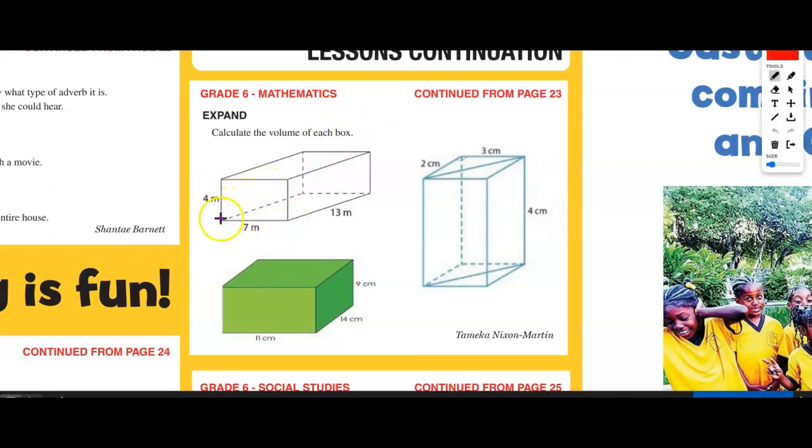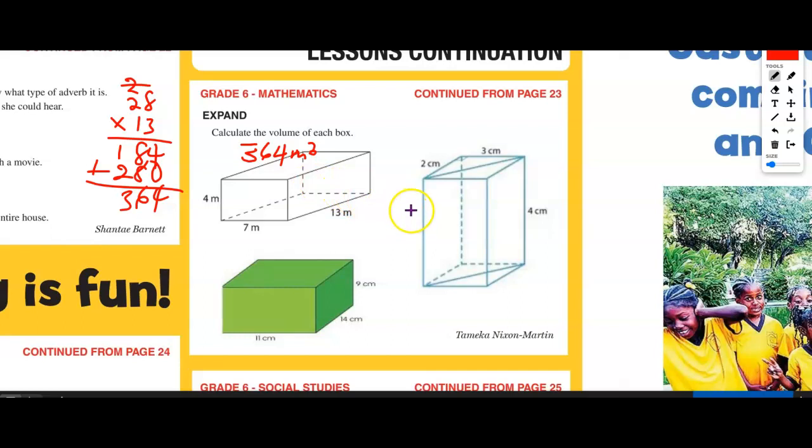So we have 4 times 7 times 13. So what would that one be? So let's go with 4 times 7, which would be 28. So 28 times 13. 3 times 8 is 24, right? 4 carry 2, 3 times 2 is 6, and 2 makes 8. Then a 0 placeholder. 1 times 8 is 8, 1 times 2 is 2. Add these, we get 4, 16, carry 1. So this would be 364 cubic meters.